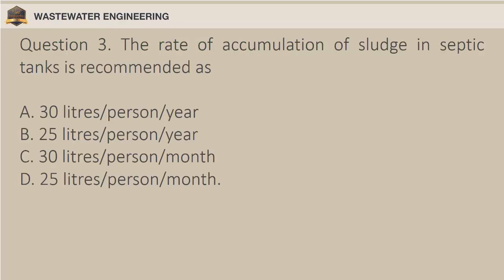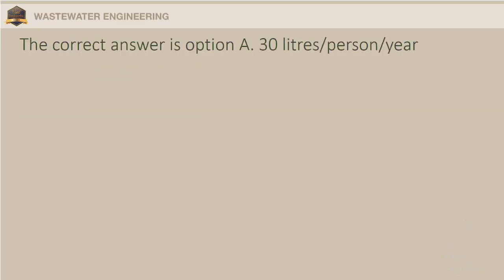Question 3. The rate of accumulation of sludge in septic tanks is recommended as A. 30 liters/person/year. B. 25 liters/person/year. C. 30 liters/person/month. D. 25 liters/person/month. The correct answer is option A. 30 liters/person/year.